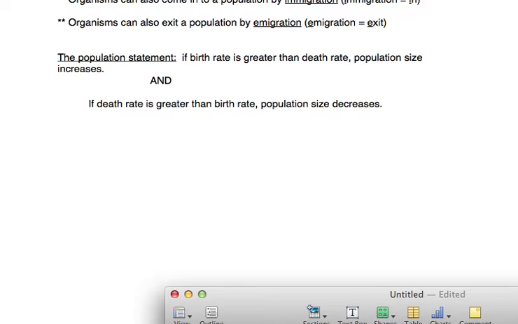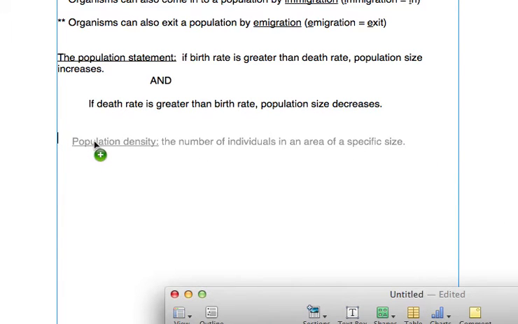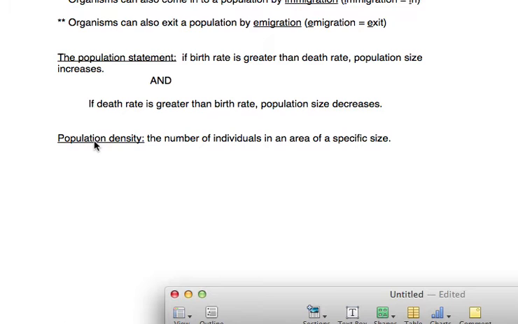One of the things that you might look at if you're a scientist looking at population is population density. And population density is the number of individuals in an area of a specific size. So if I wanted to know the population density of ants in a field, I might be able to count the number of ants in a square foot. So the number of individuals in an area of a specific size is population density. So the number of individuals per unit area is how they calculate it.